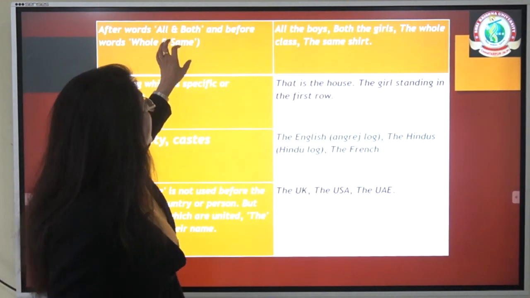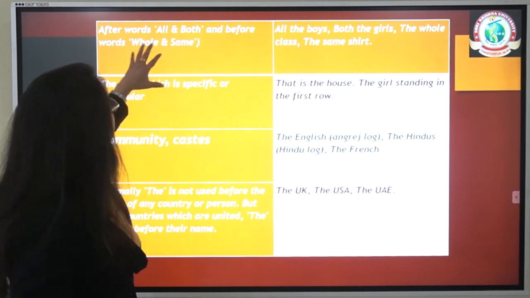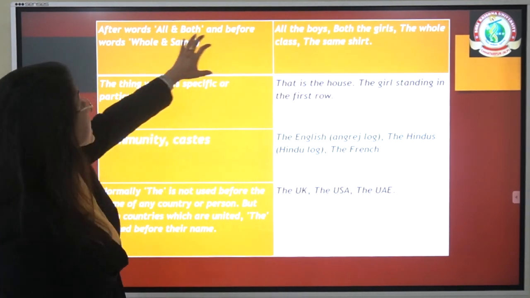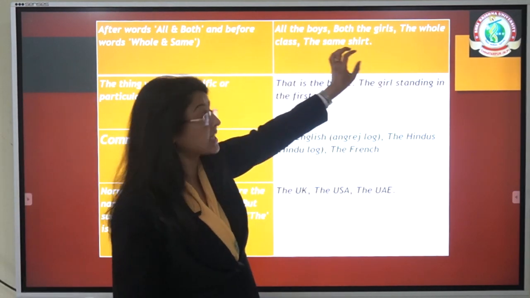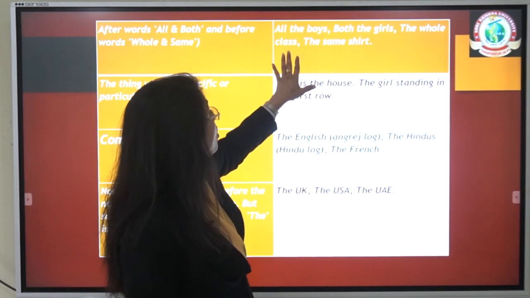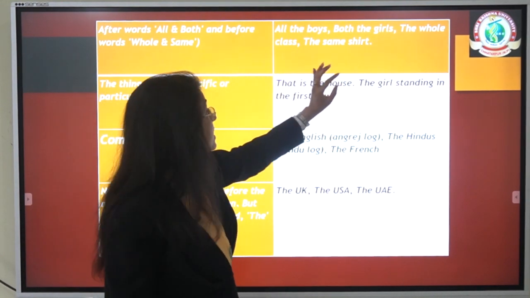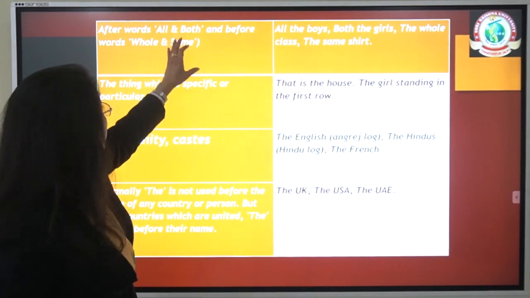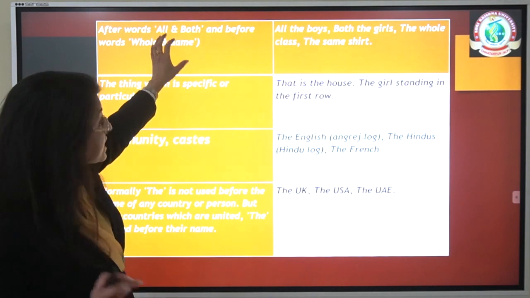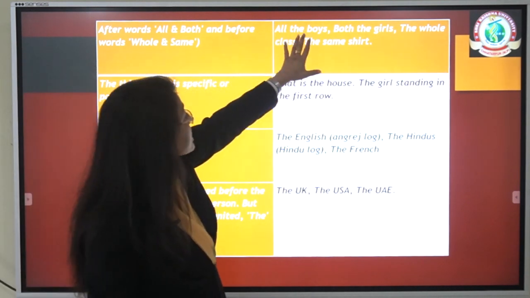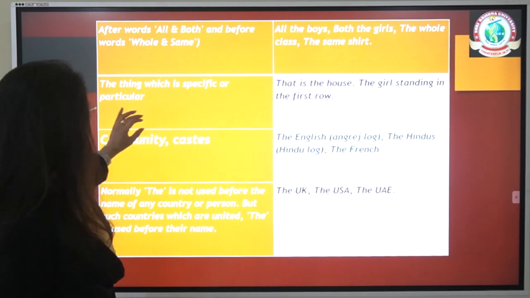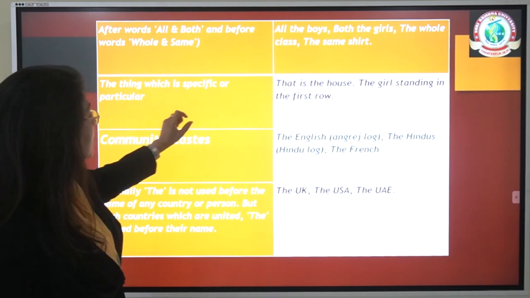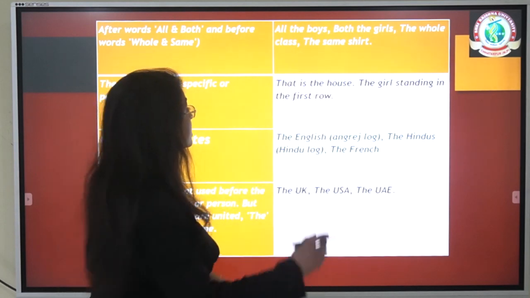When the words all and both come before the words whole and same, these are specific words. Both the girls, the whole class, the same shirt. So remember these words in particular, where the article the is used. The things which are specific or particular, like that house.